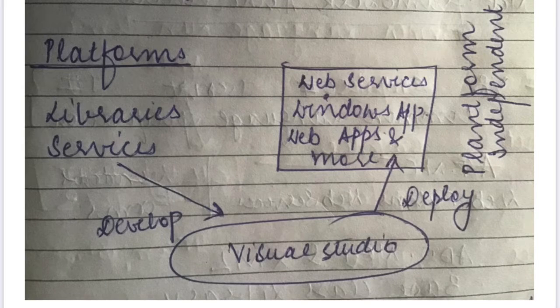This is the diagram that explains that VB.NET is platform independent and we can use multiple library services in it.